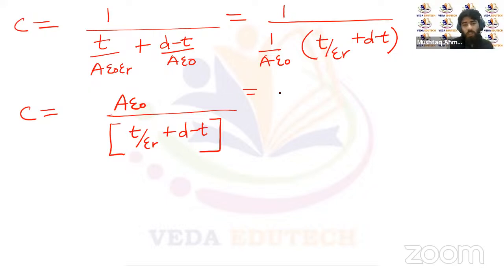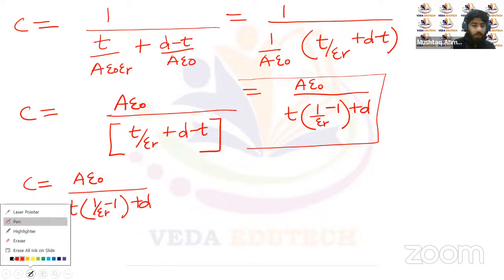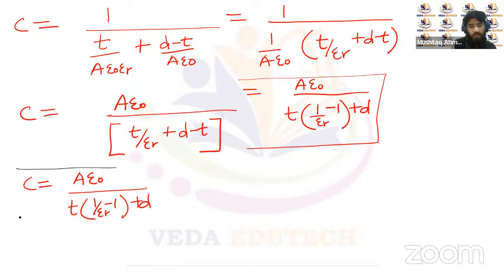Taking T as common, it will be A epsilon naught upon D minus T into 1 minus 1 upon epsilon r. So this will be the capacitance of this capacitor, which is partially filled with the dielectric slab.